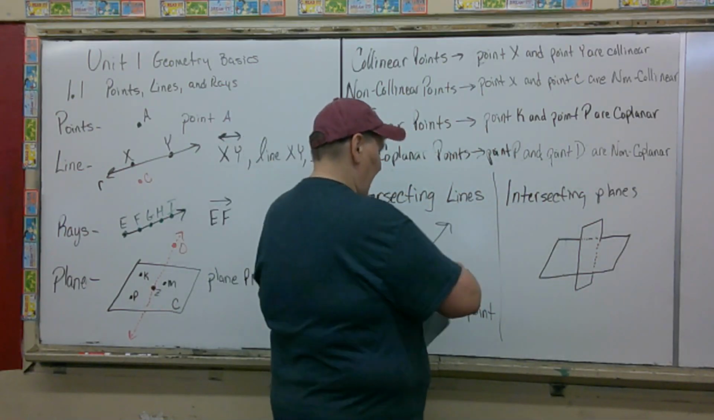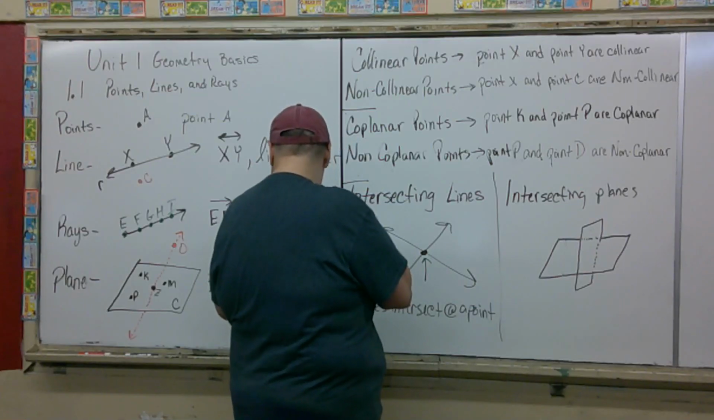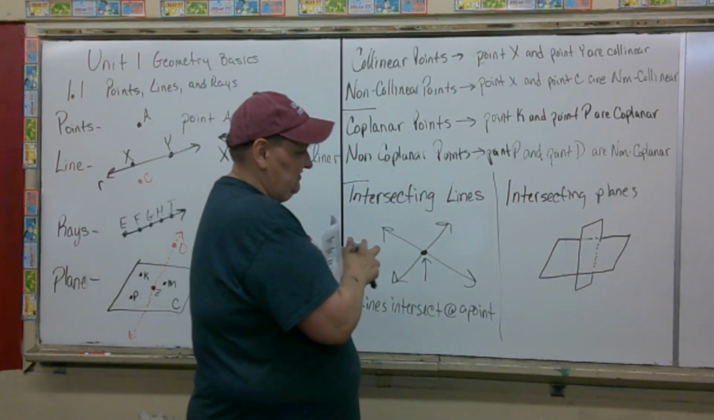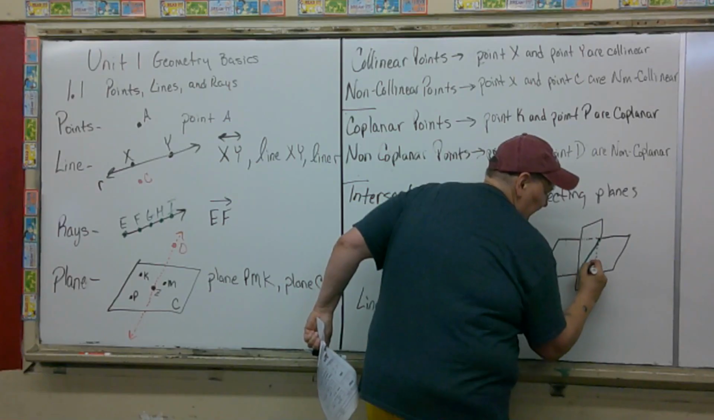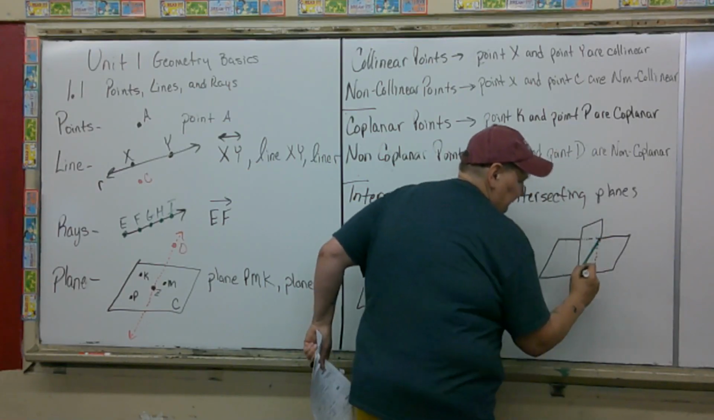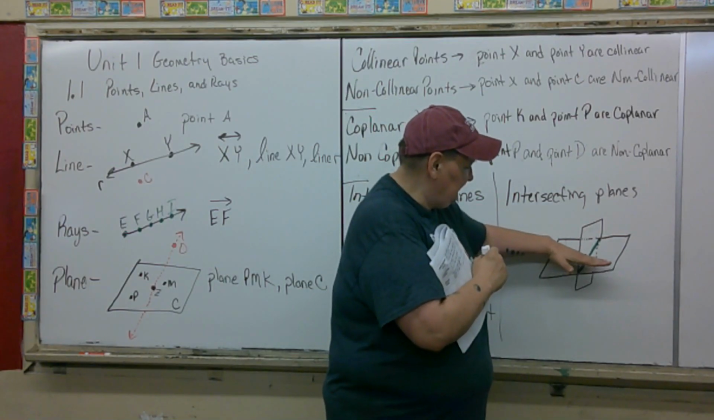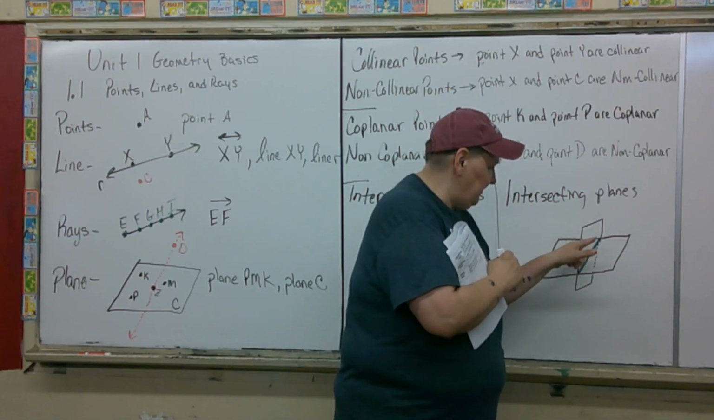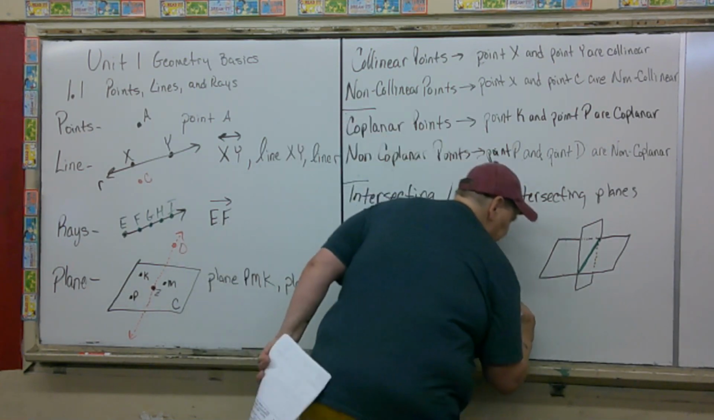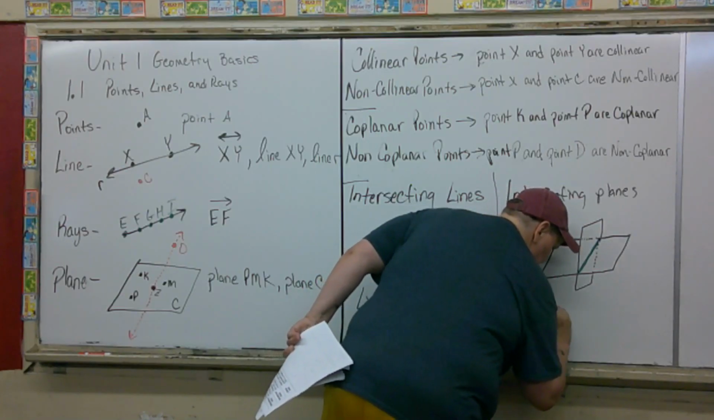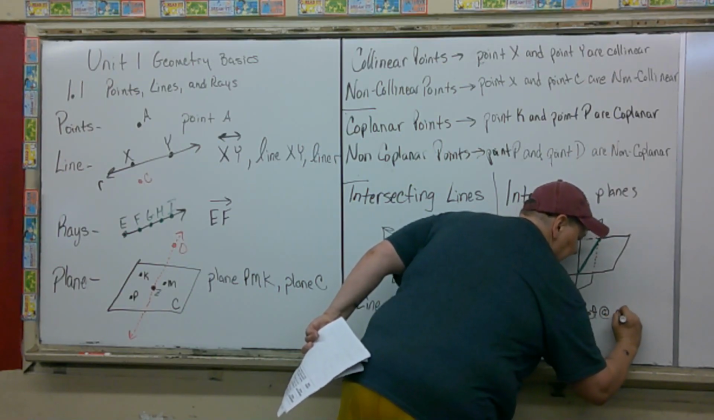Yeah, that's pretty bad. Alright, so planes intersect at a line right here. This is where they are intersecting. Right? So you can imagine that there's this plane and that there's this plane, and they're intersecting right here, right? So planes intersect at a line.